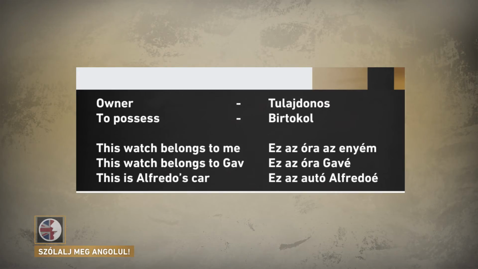This is Alfredo's car. Is it my car? No. Is it your car? No. The car belongs to Alfredo. It's his car. It's Alfredo's car. In lesson 14, we also learned the names of some countries and the nationalities for those countries. So let's see some of the names from last lesson and some new names.